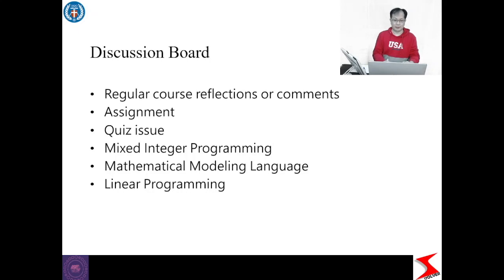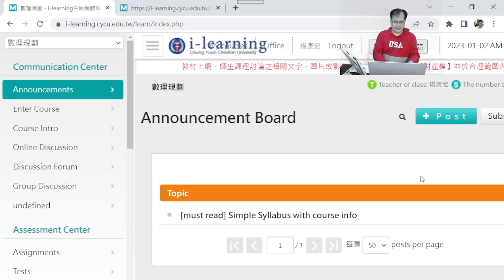I give you an example for the discussion board. There are some topics on the discussion board, which are regular courses, reflection or comments, assignment, quiz issue, mixed integer programming, mathematical model language, and linear programming. So you can go to I-learning, log in, and go to the class website. We start from announcements. There is a message here, and you can click it.